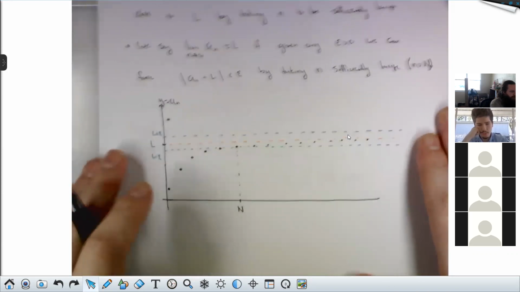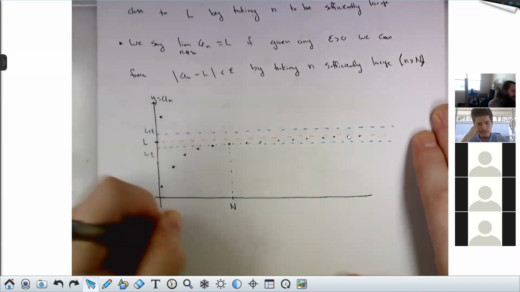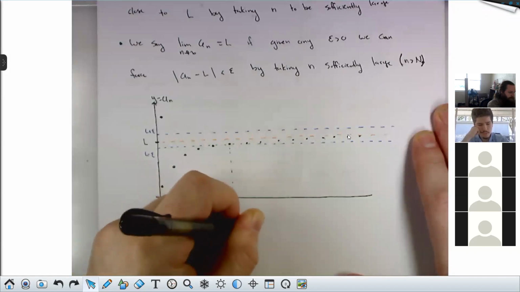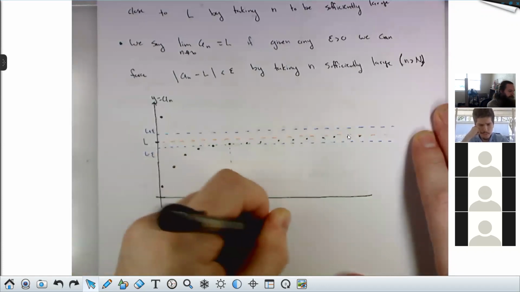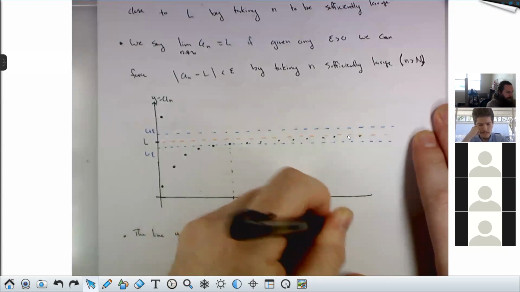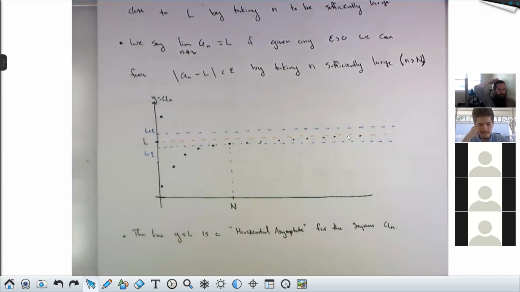Kind of the silly way to say this is we could say that the line y equals L is a horizontal asymptote for the sequence AN. That is also equivalent. All right. Your book draws this picture, and they probably draw it a little bit better than I do, so I'm going to show you the picture in the book.